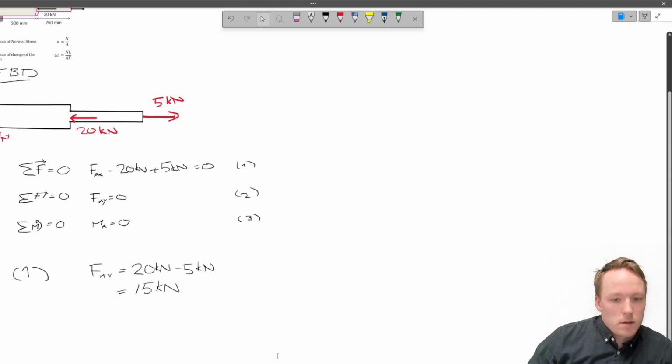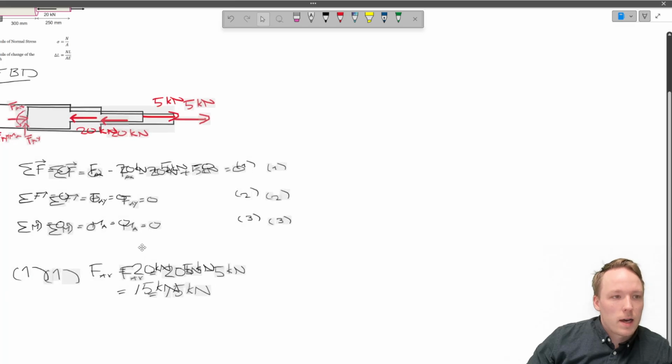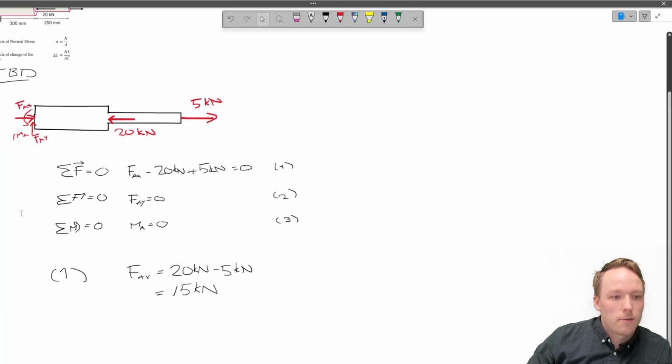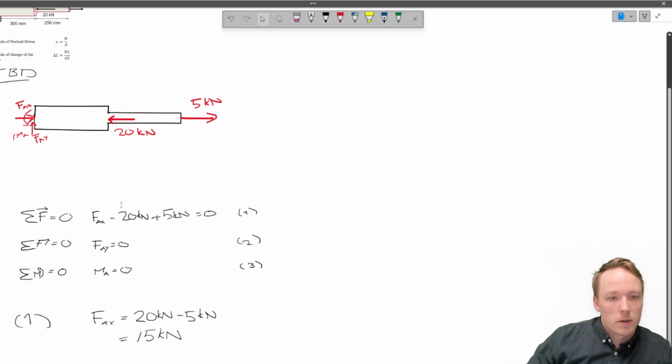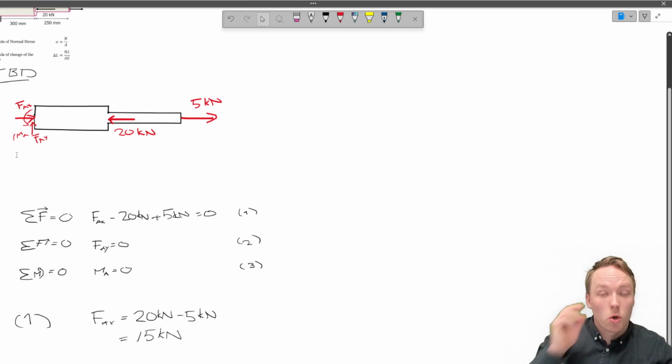Well, now we have calculated the force that is at the left hand side of this bar. So what is the next step? What is the next step that we always want to do when we are talking about internal loads? We want to draw the normal stress diagram.